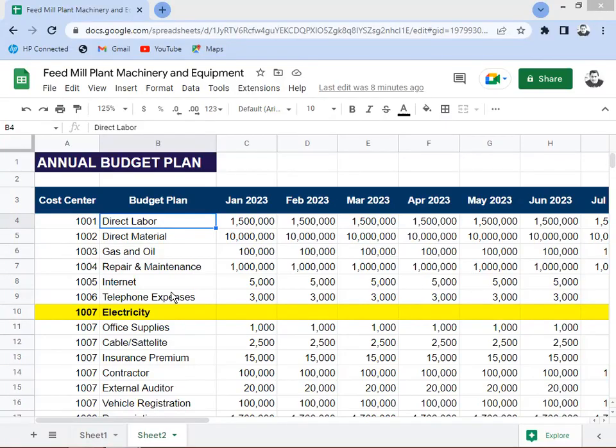Hey everyone, Bob here. Today, I'm gonna explain how we're gonna calculate the electricity consumption, which we're gonna include in the annual budget plan for your manufacturing plant.